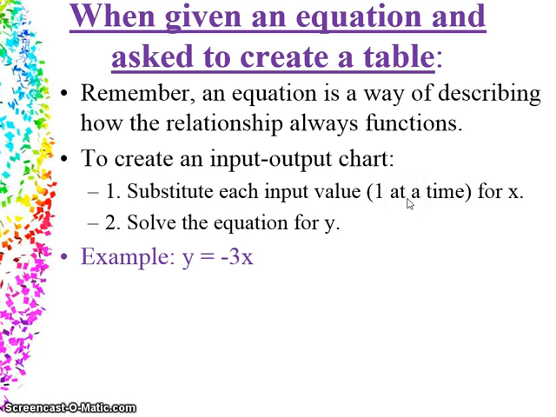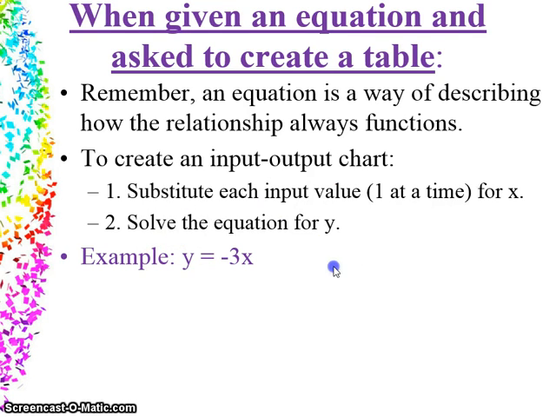Now, our second skill is to be able to be given an equation and create our own table. So remember, an equation is a way of describing how the relationship always functions. In other words, it's the rule given to us at the beginning. So to create an input-output chart, you would first have to draw your input-output chart itself, like the rows and columns, but then you would substitute each input value one at a time for x to figure out what y is.